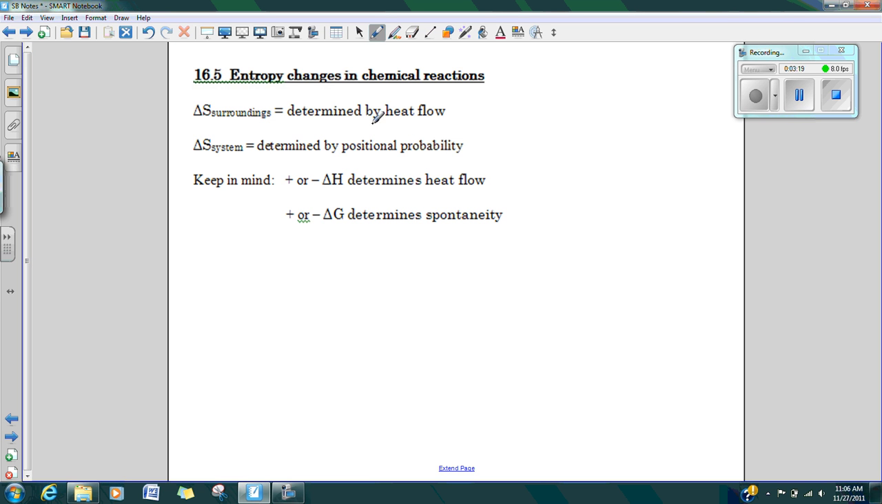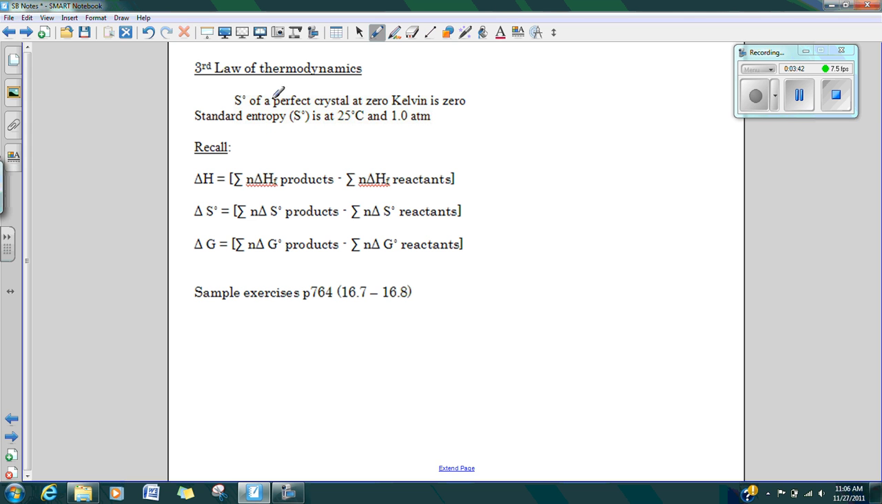So again, we are still talking about heat flow. We are still talking about positional probability. Remember gases, we have a ton of positional probability. And we also talk about our heat flow. So these are all review things in this chapter. We are not doing all of chapter 16 because it starts getting into some more calculus that many of you have not had. We had our first law of thermodynamics about energy remaining constant, the second law where entropy is always increasing, and now we have our third law of thermodynamics that says the entropy of a perfect crystal at 0 Kelvin is 0.